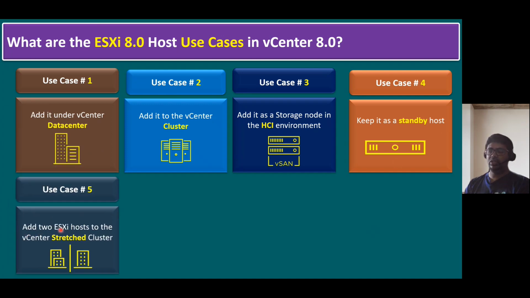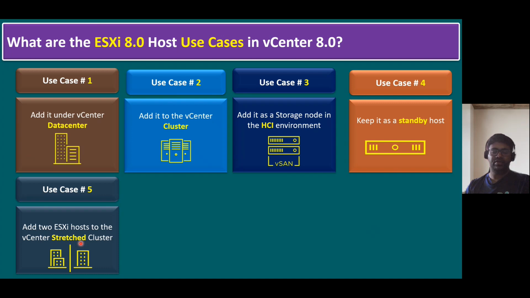Another point, use case 5: add two ESXi hosts to the vCenter stretched cluster. Normally, the stretched cluster concept comes under two different sites. Let's say we have site A and site B. Within these two sites, if you want to provide 100% availability or near zero RTO, near zero RPO scenarios, VMware recommends configuring a stretch cluster. In a stretch cluster scenario, we can configure it in multiple ways. Either we can configure a vSAN stretch cluster, or Hewlett Packard Enterprise HPE also provides some storage, such as Alletra 9K, or using storage boxes we can also configure the stretch cluster.